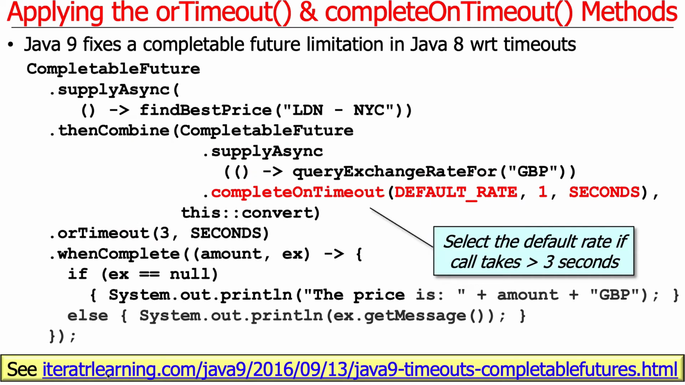And what we're going to do here is say, if we don't get a result back from our web service in 1 second, then we're just going to go with some default rate. If the call takes too long to run, if it takes more than 1 second to come back with the exchange rate, we're just going to give it the default rate. So that's what completeOnTimeout will do.